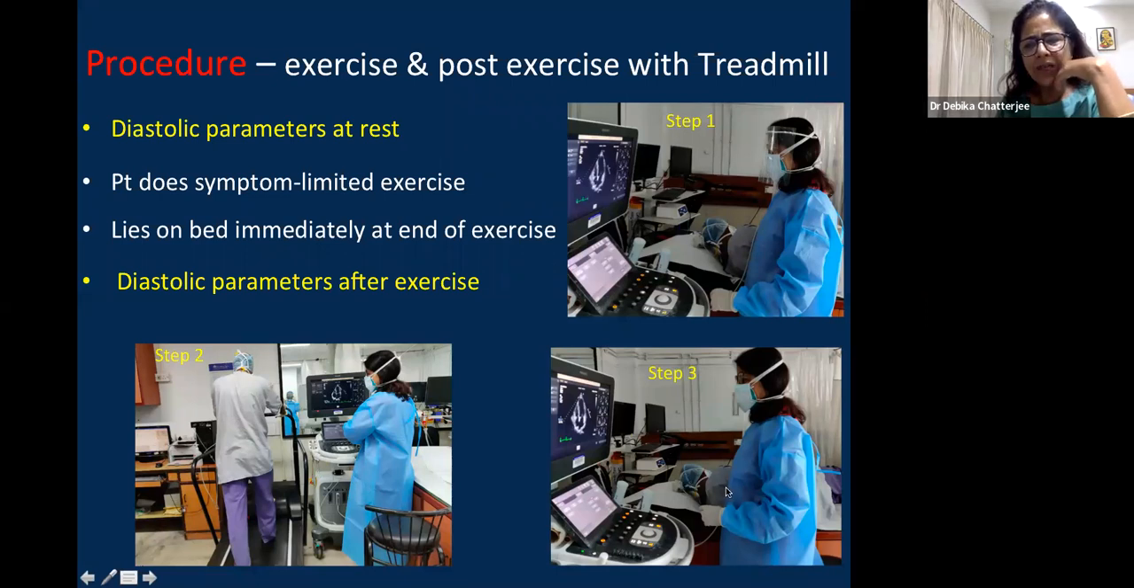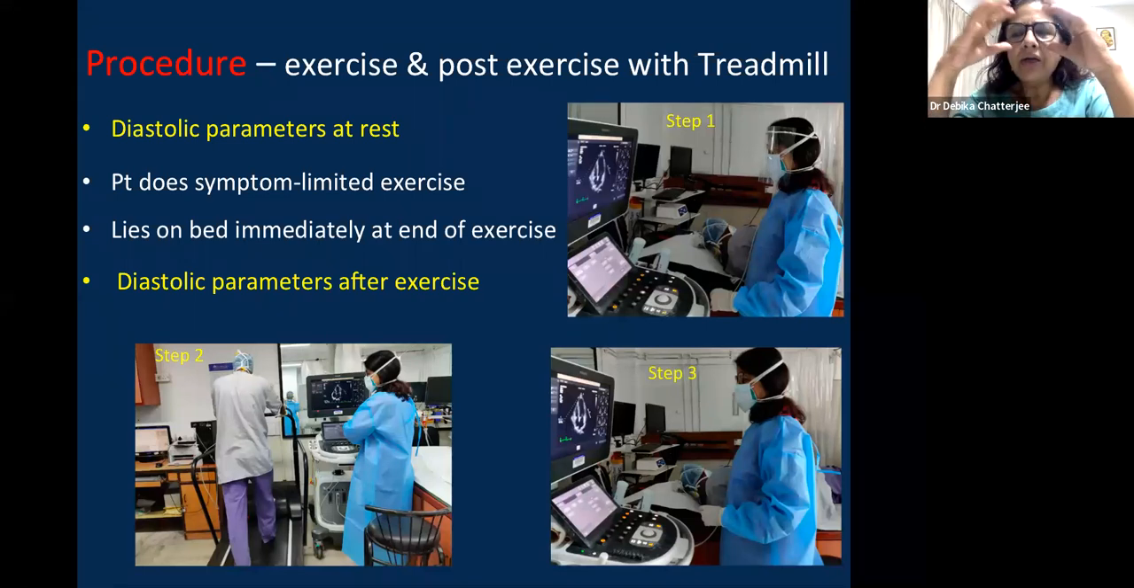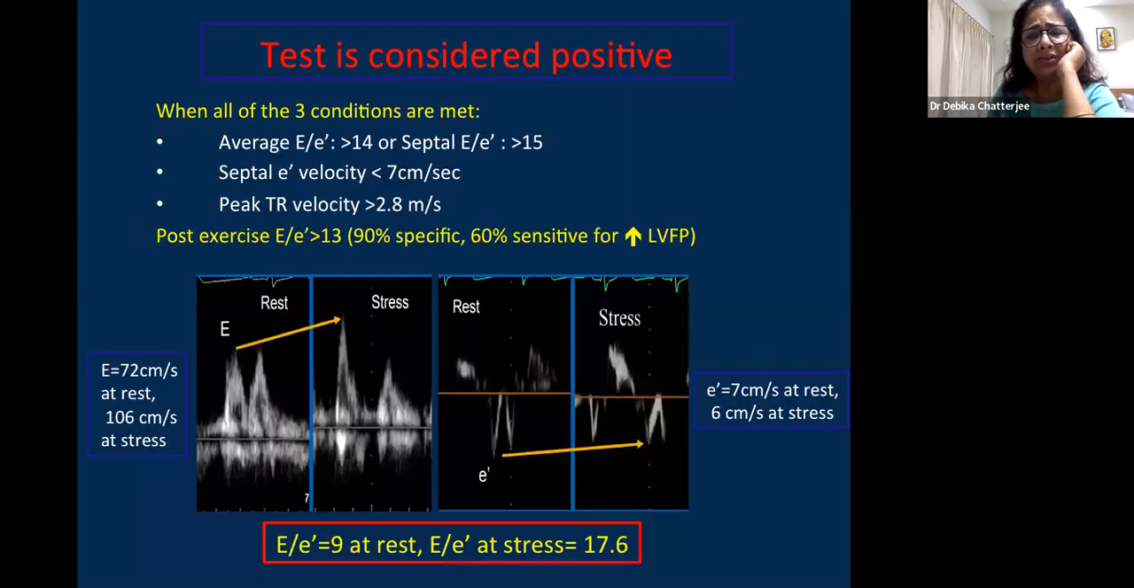Immediately at the end of the exercise, in the left lateral position, we start taking the diastolic parameters again. Initially, the E and A wave will remain fused together because of the tachycardia. But within a minute or 1.5 minutes, when the heart rate comes down, E and A become separated. You start acquiring the images at that time. You measure the E wave, A wave ratio, E by E prime.